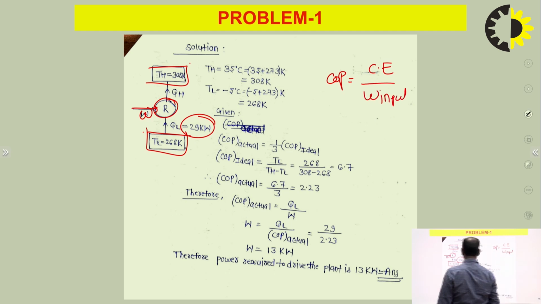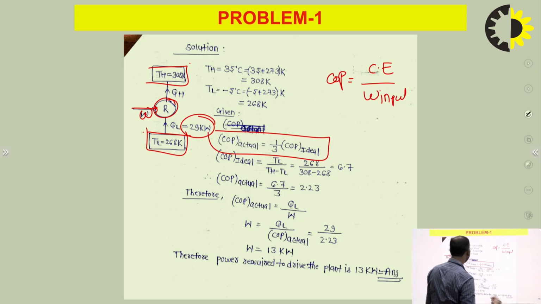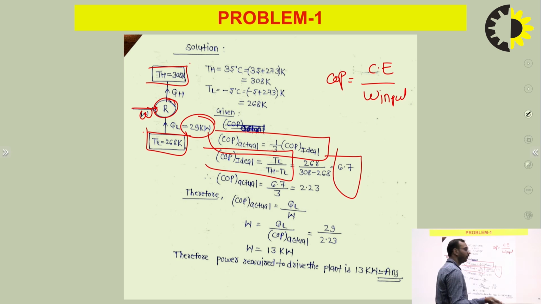Here in the problem it is given that COP actual is equal to 1/3 of COP ideal. So first of all we will calculate COP ideal. By using the temperature formula, COP ideal is equal to T lower upon T higher minus T lower. First of all, we will calculate the coefficient of performance in ideal condition. Its value is 6.7. Then we know that COP of actual is equal to 1/3 of COP of ideal. So we will calculate COP of actual, and it is 2.23.